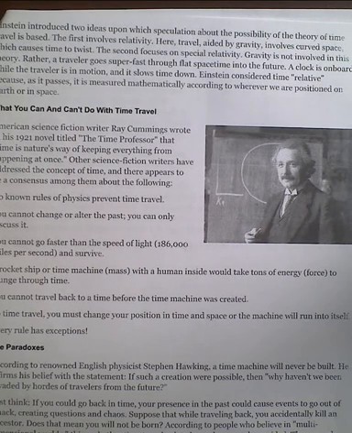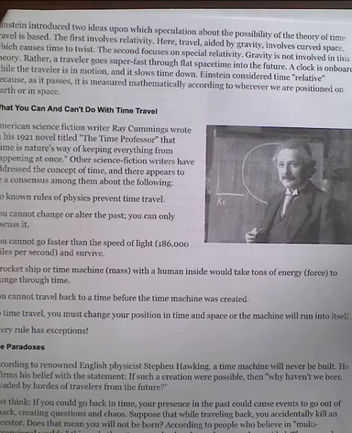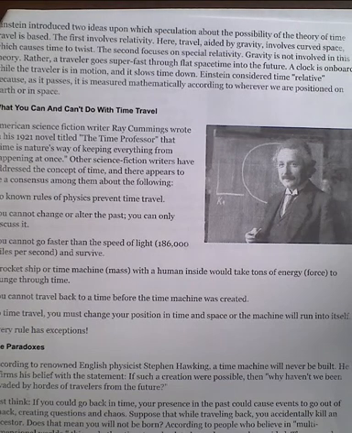You cannot change or alter the past, you can only discuss it. You cannot go faster than the speed of light, which is 186,000 miles per second, and survive. A rocket ship or time machine, mass, with a human inside would take tons of energy, force, to plunge through time. You cannot travel back to a time before the time machine was created. To time travel, you must change your position in time and space, or the machine will run into itself. And lastly, every rule has exceptions.